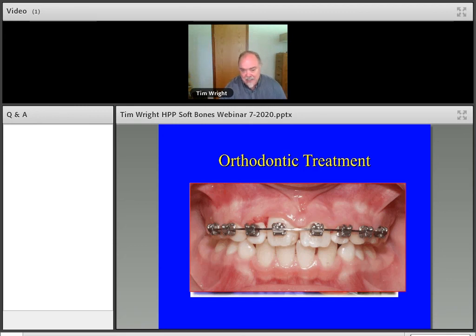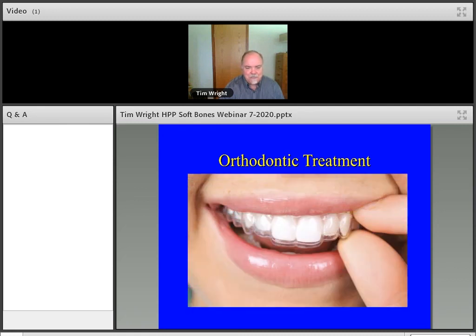Because if you lose these teeth, you can put plastic ones in there however you want. Pretty easy to set up dentures with whatever, but you don't want to lose teeth in young patients because the teeth help drive bone growth. So if you lose teeth, that's not good for bone growth.